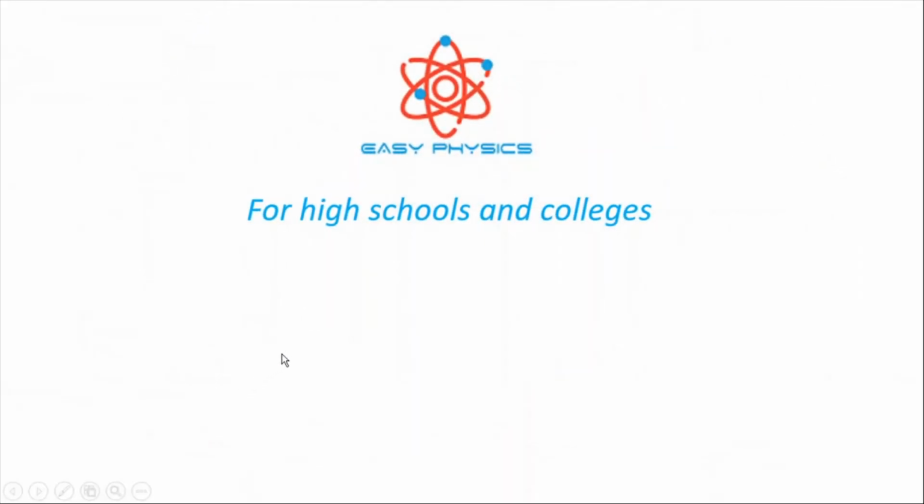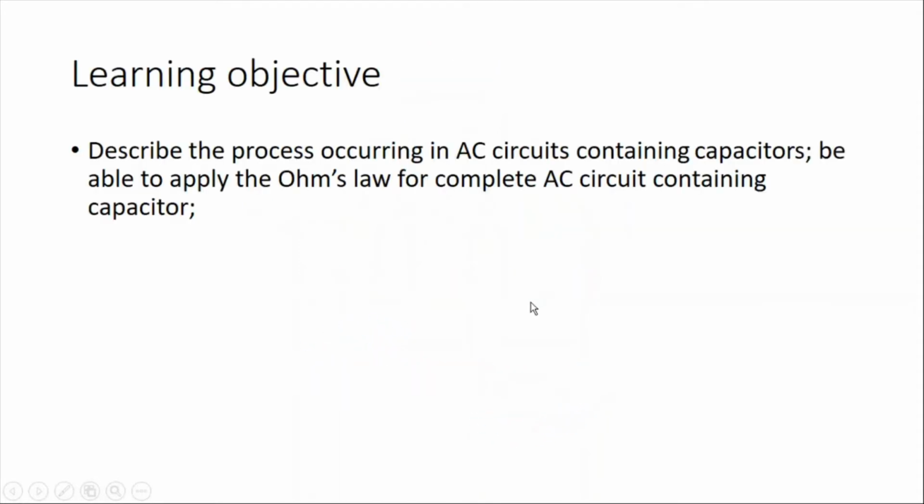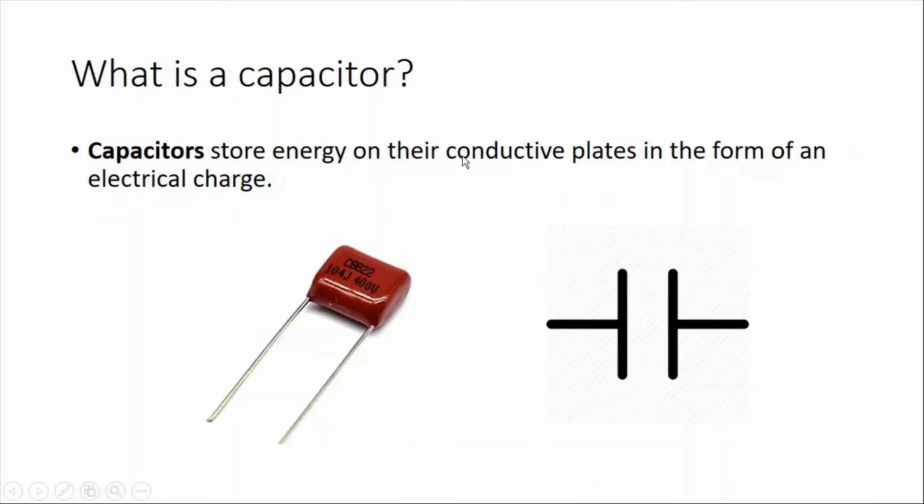Hello everyone, we will continue learning alternating current circuits, and now we are going to look at capacitors in alternating current circuits. The learning objective for today's lesson is you will be able to describe the process occurring in AC circuits containing capacitors briefly.